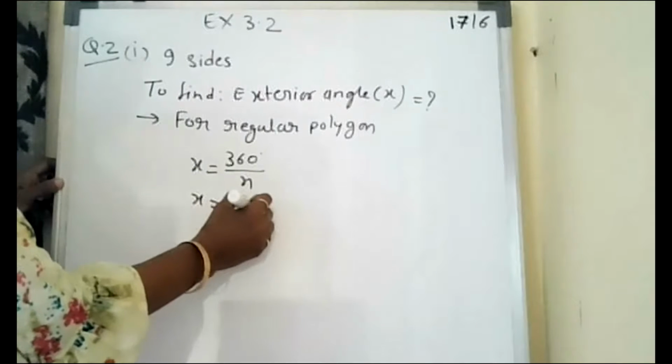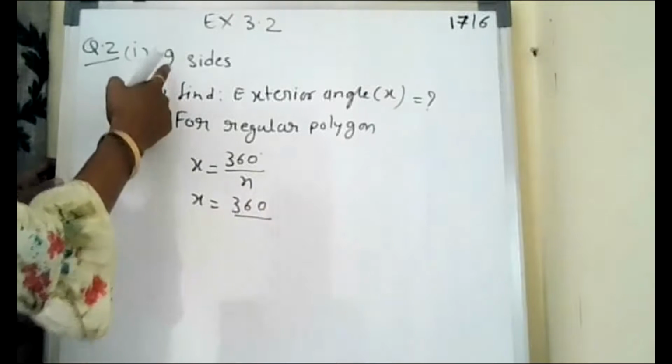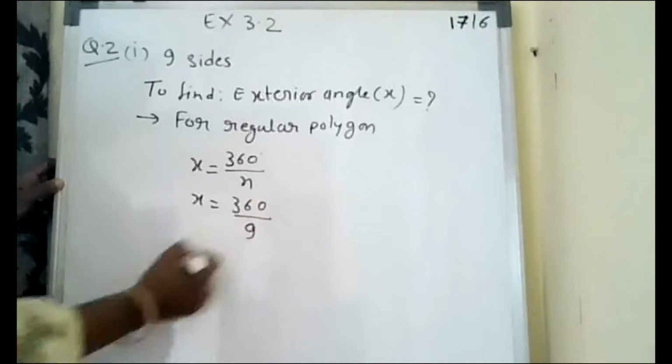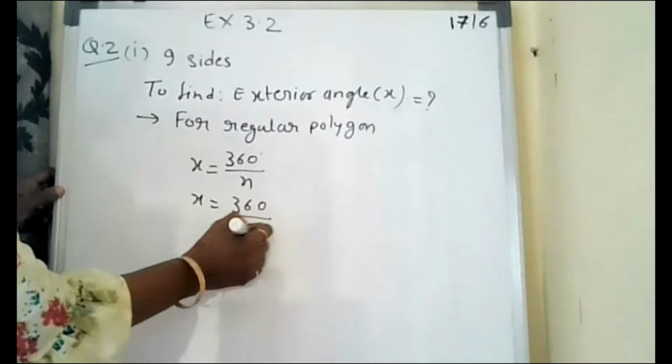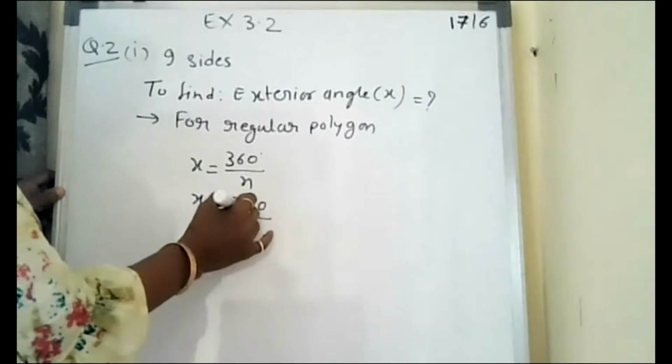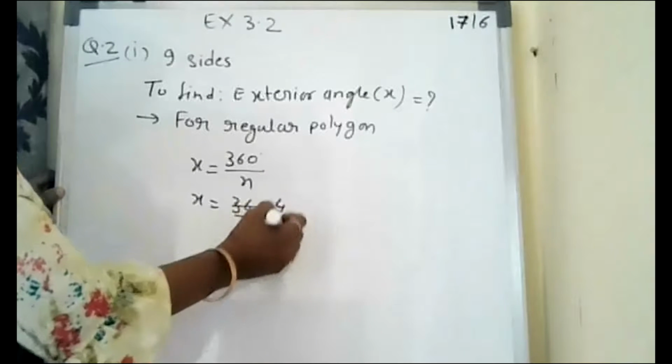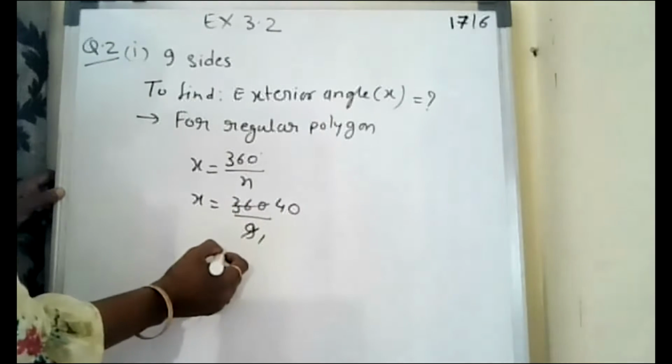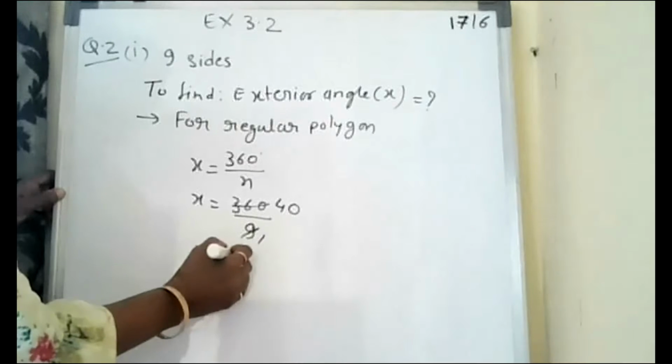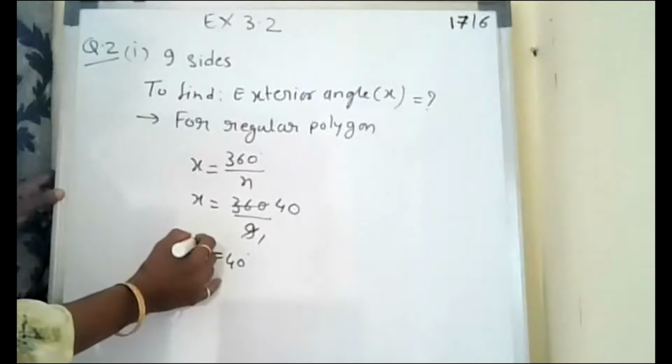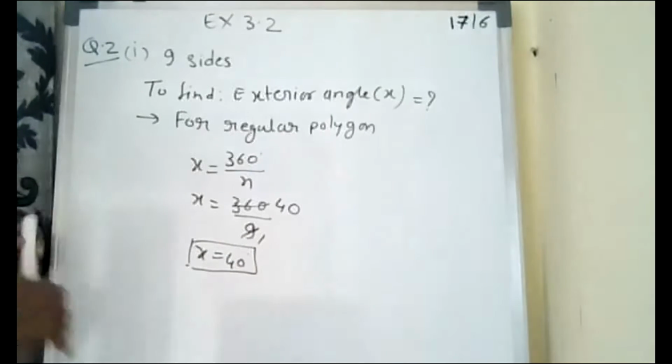So x is equal to 360. n means number of sides, which are 9. So 360 divided by 9. 9 ones are 9, 9 fours are 36, and 0. So x is equal to 40 degree, the exterior angle. Answer.